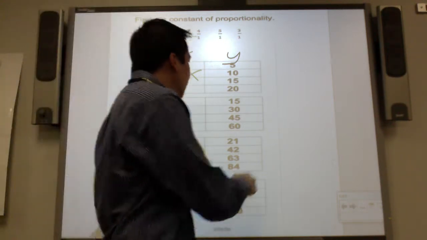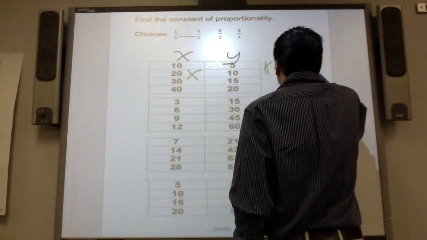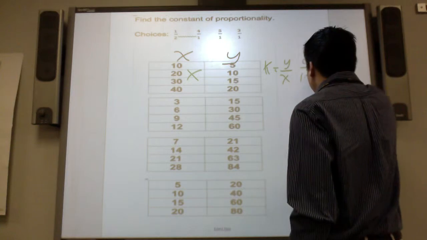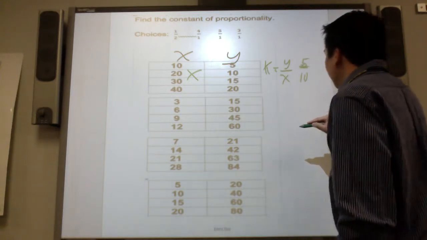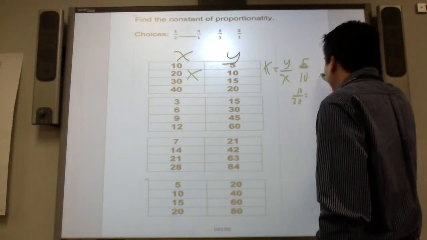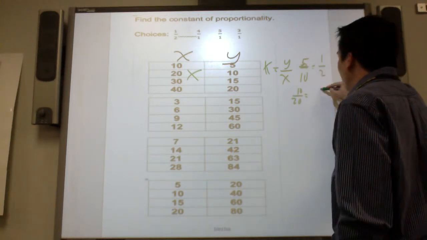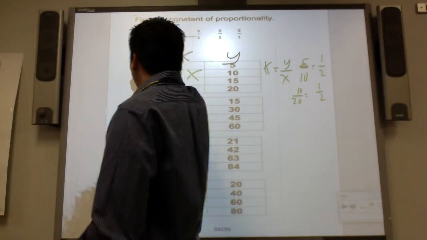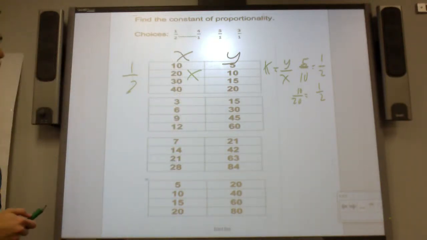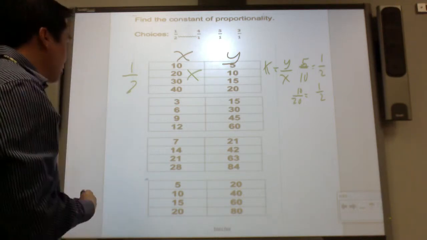Let's see. K equals Y over X. Well, Y is 5, X will be 10. If Y is 10, X will be 20. That all simplifies to 1/2. So the ratio is 1 over 2, or the constant of proportionality is 1 over 2.